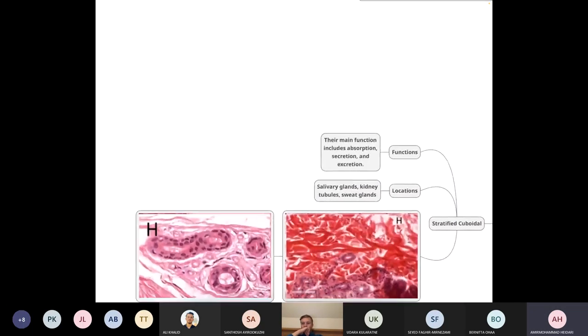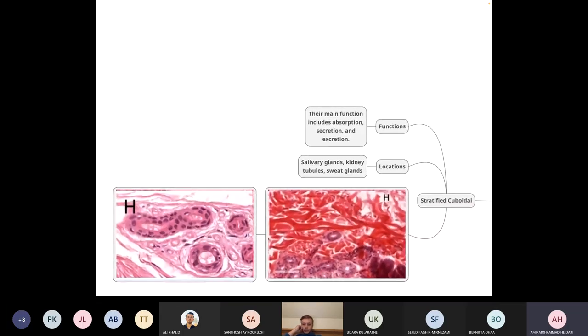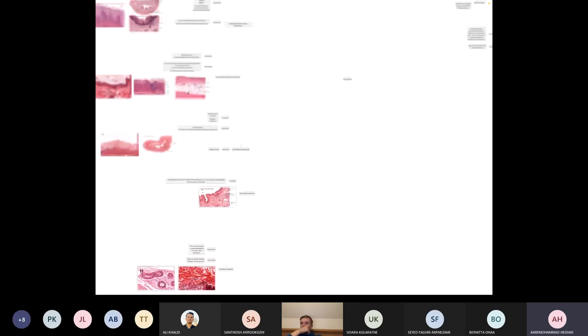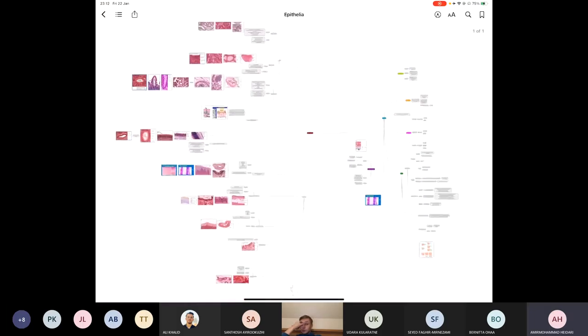So the last one is stratified cuboidal. Again, not very common or useful to you, but these are just some of the places that you could find them, and functions, as I said before, absorption, excretion, and secretion. Okay, that's the end of this mind map.